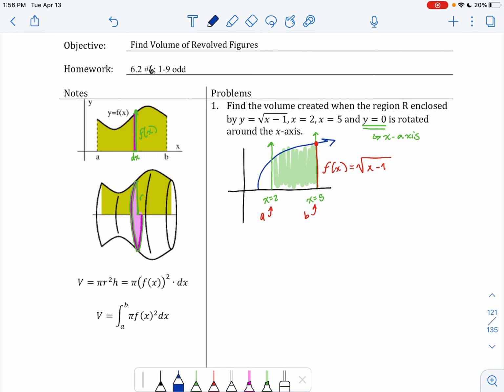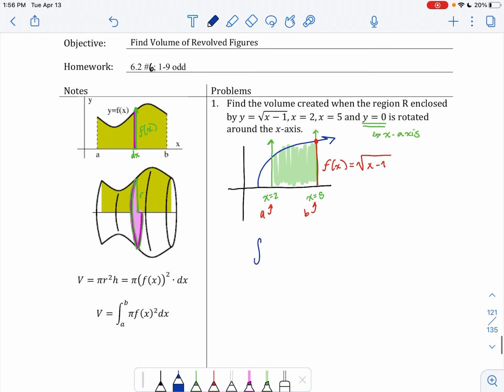So the volume of this figure, as we rotate it around, it's going to create sort of like a bowl shape, would be the integral from a, which is 2, to b, which is 5, of pi times f of x squared, so root x minus 1 squared dx. Just plugging it into the formula right here, and now we want to simplify and evaluate.